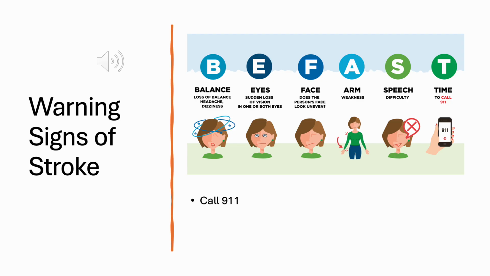And then F is for face. Does the face look uneven? Is there facial drooping? That's something you will be looking for. A is for arm weakness, so a sudden or gradual numbness or weakness of the face, arm, leg, especially if it's on one side of the body. With speech, they could have trouble with receiving information or trouble speaking information. So that's your Broca's and your Wernicke's aphasia, which I talked about in the assessment lecture, and you're going to have to know that definitely. And then T stands for if you have any of these symptoms, it's time to call 911.